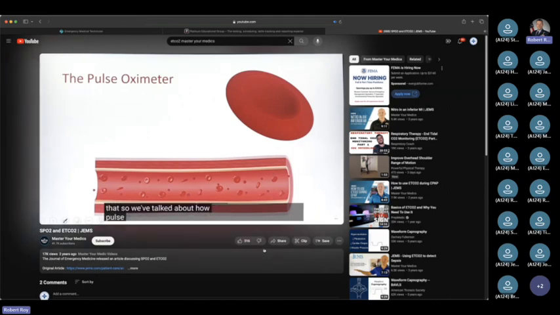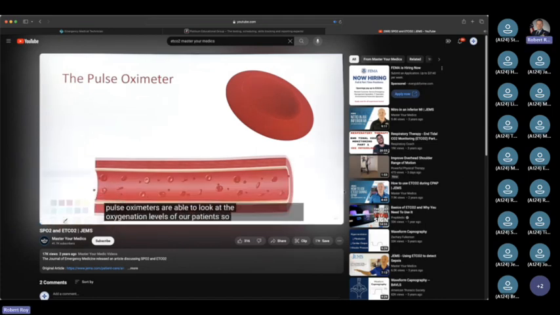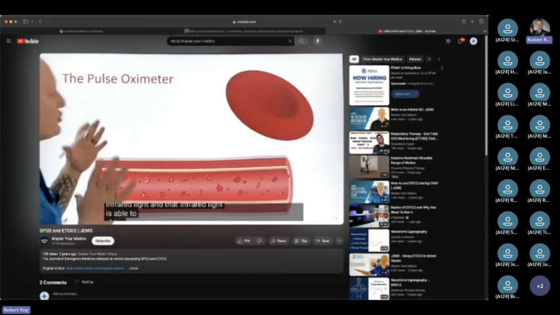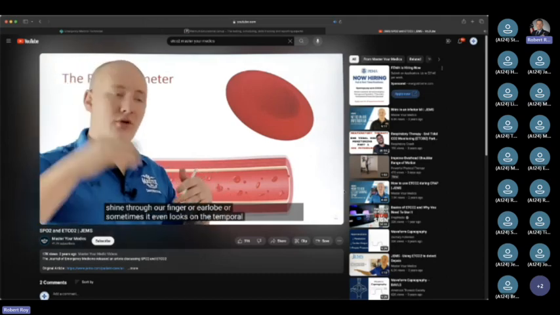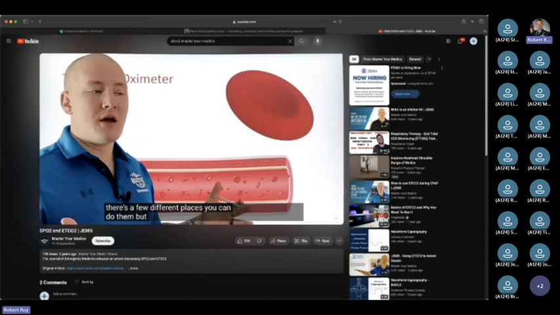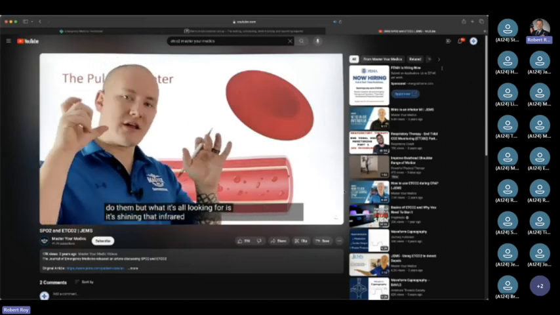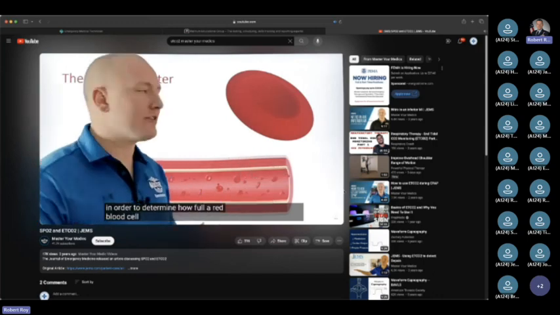So we've talked about how pulse oximeters are able to look at the oxygenation levels of our patients. It's essentially using an infrared light, and that infrared light is able to shine through our finger or our earlobe, or sometimes it even looks on the temporal side or the forehead side. There's a few different places you can do them, but what it's all doing is shining that infrared light in order to determine how full a red blood cell is.